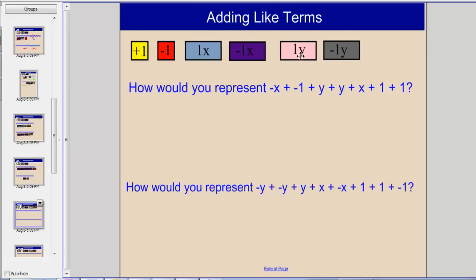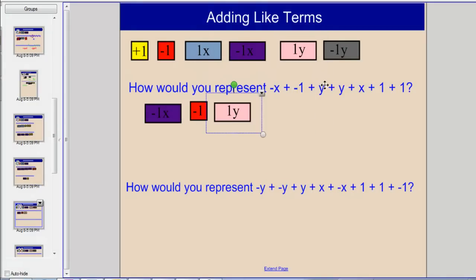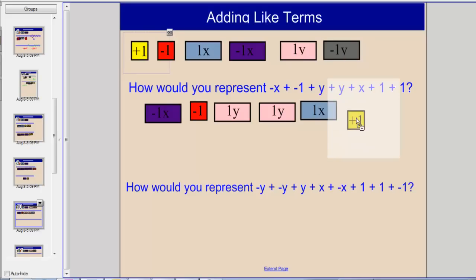So here we have y's, and we have the opposites of y's. So for -x, we bring down a -1x. For -1, we can bring down a -1. For y, we bring down a y. For y, we bring down another y. X, we bring down another x. 1, we bring down a +1. And then 1 again, we bring down another 1.